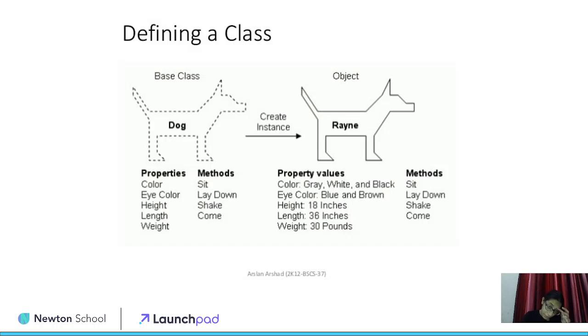Now, for creating an instance of the class, that is an object, we obviously have to create an instance. You can check the property color: whether it's gray, white, black or any other color. The eye color, whether blue or brown, and the height, say 18 inches. These are different property values that we can configure.